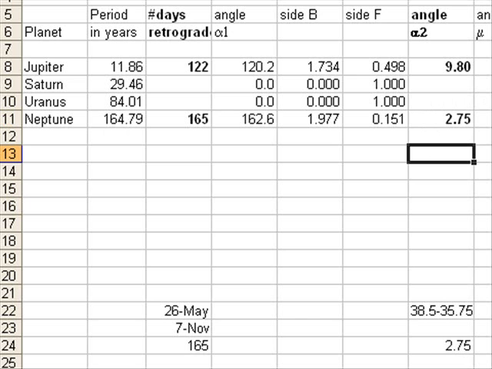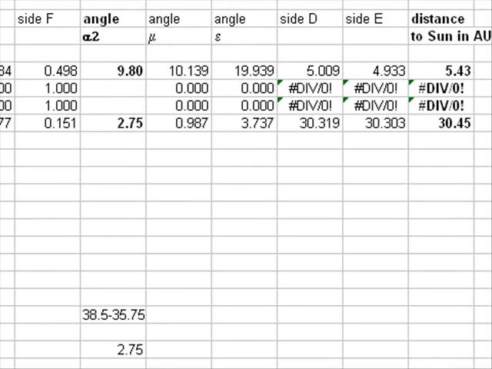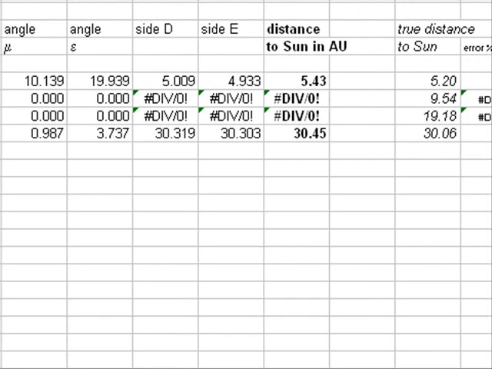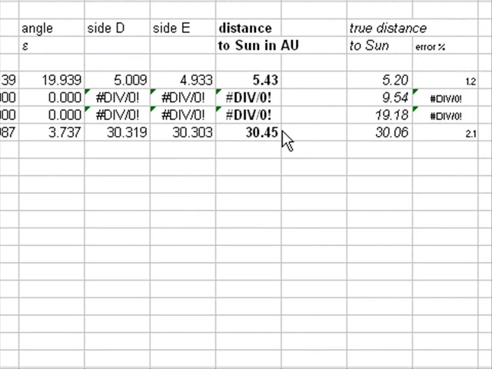And I plug in these numbers, and then I'm going to shift over here and see what I come up with: a distance of 30.45 astronomical units to the Sun. That compares really nicely to the true distance to the Sun of 30 astronomical units. And using all this trigonometry, which is hidden in this Excel sheet, so you don't have to do that, the Excel sheet is going to do it for you, we are able to determine the distance.